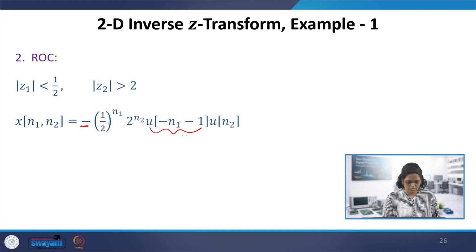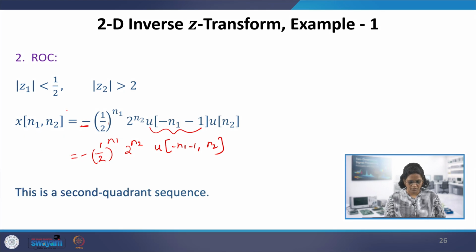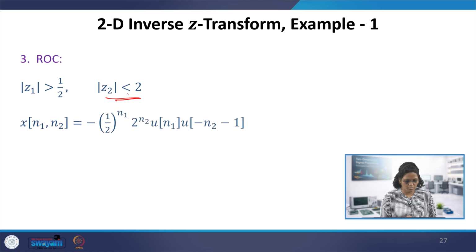So this can again be written as (1/2)^n1 minus 2^n2 u[-n1-1, n2]. This is the second sequence we get from the ROC, and this is the second quadrant sequence. Now the case of 3, where |Z1| is greater than 1/2 and |Z2| is less than 2. So this would be having this greater than 1, where the minus sign corresponds to minus 2 here.